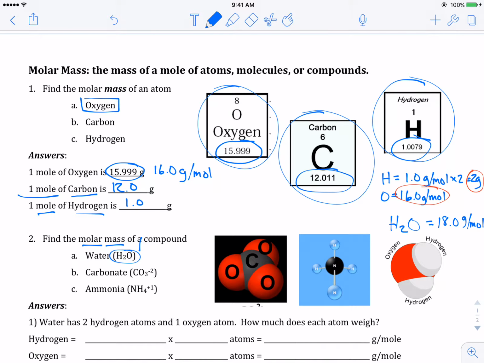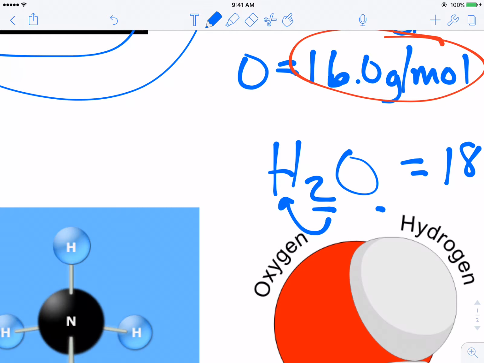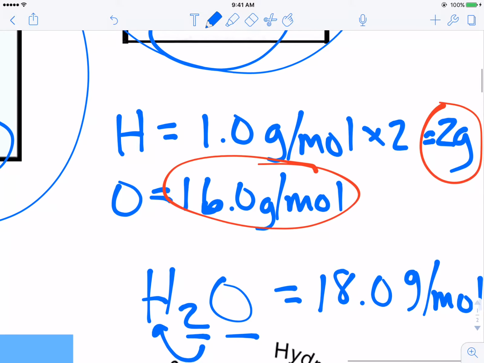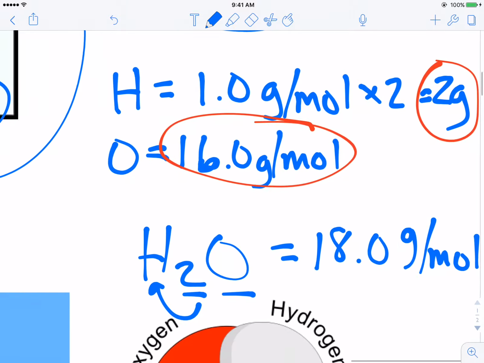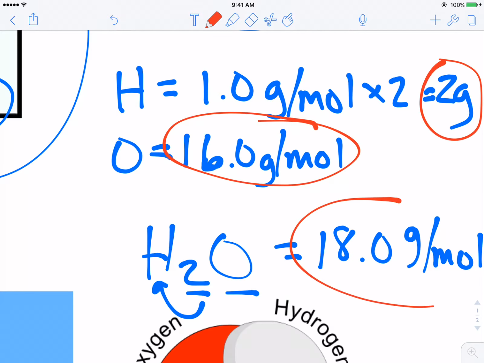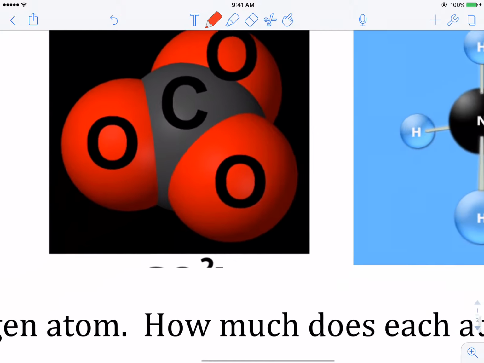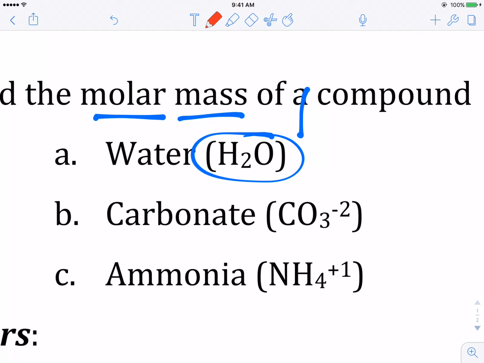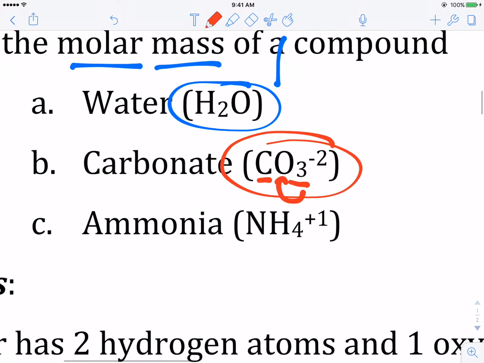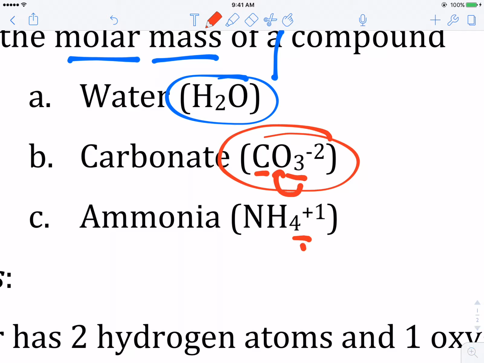So I'm just simply finding how many of each atom I have. I had 2 hydrogens and 1 oxygen. Find their molar masses, and I add them together to get the molar mass of the entire compound. So if I wanted to find the molar mass of this carbonate ion, I would need to add together 3 oxygens and 1 carbon to get the molar mass of carbonate. For ammonia, I'd have to add together 4 hydrogens and 1 nitrogen, and I would get the molar mass, or the amount of grams in 1 mole of that substance.